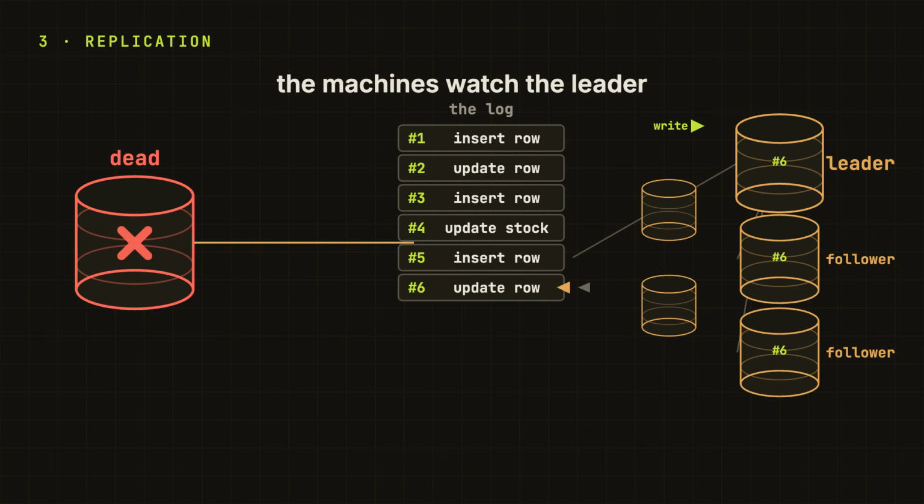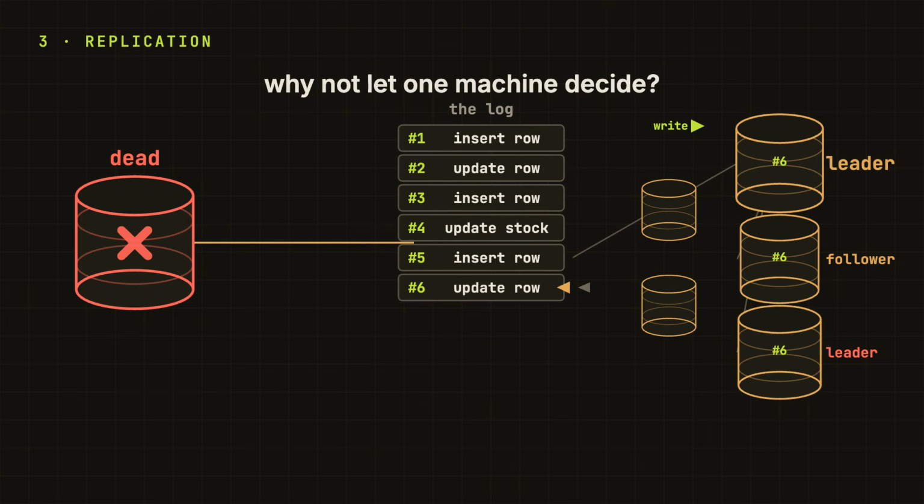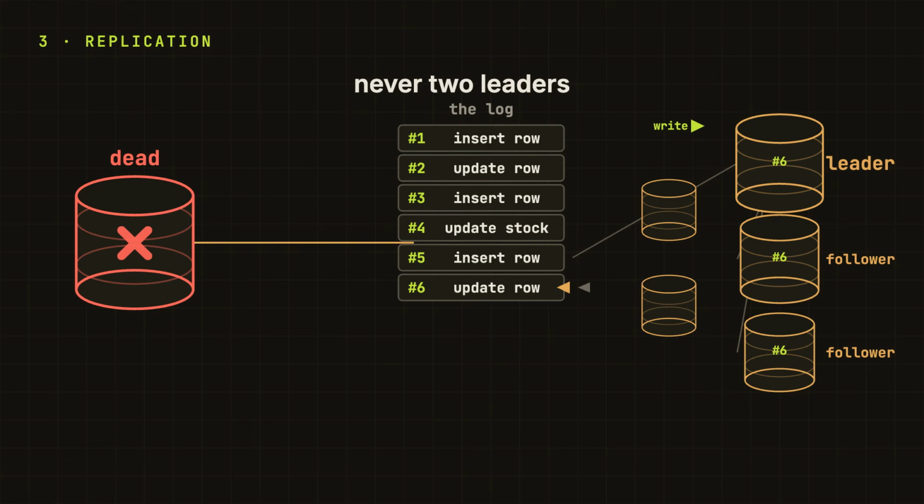And that promotion is not a person doing it in the middle of the night. The machines watch each other, and when enough of them agree the leader is gone, they vote on which follower takes over. And the reason they vote instead of any one machine deciding is to avoid ending up with two leaders accepting writes at once, which is a genuinely bad situation.